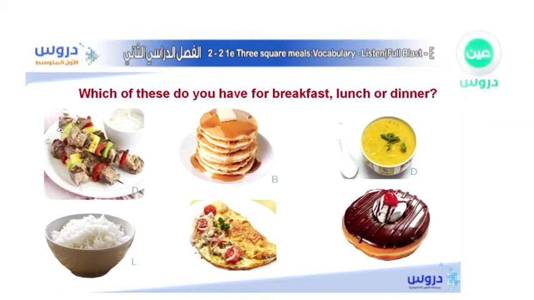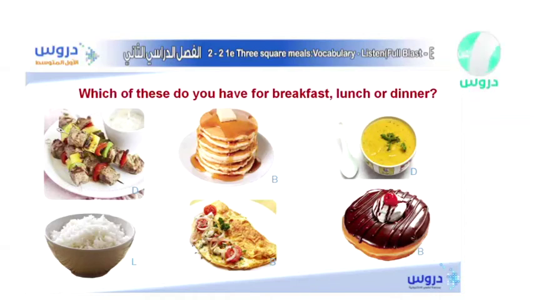And finally, what about donuts? When do we have donuts? As you can see them here. Also we have them for breakfast too. Breakfast, which is B. That's right, it's a B, which is breakfast.